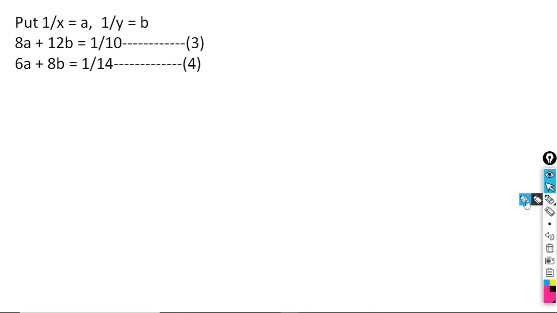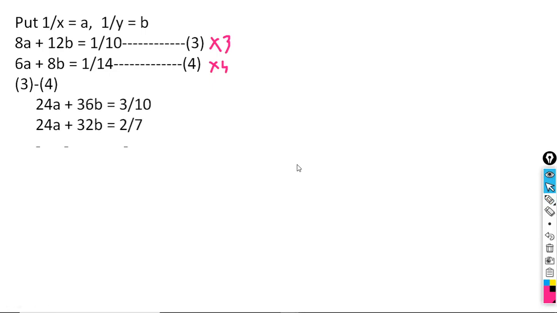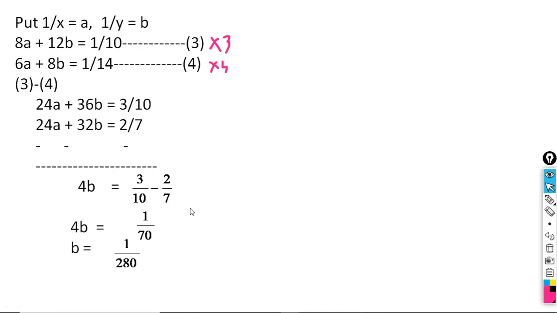Equation number 3 we are going to multiply with 3 because 8 and 6 we want to cancel. The LCM is 24, so we multiply this equation with 3 and equation number 4 multiply with 4. In the next step we do subtraction. After subtraction, this 24a cancelled. We'll have 4b is equals to 3 by 10 minus 2 by 7. By taking LCM, b comes to be 1 upon 280. This we will substitute in the equation number 1.